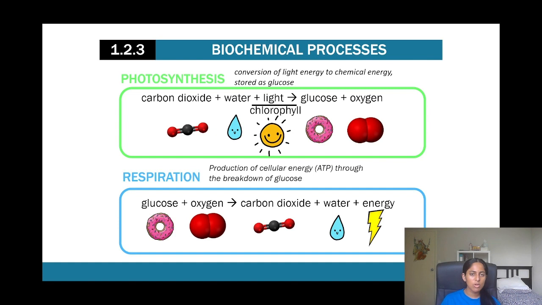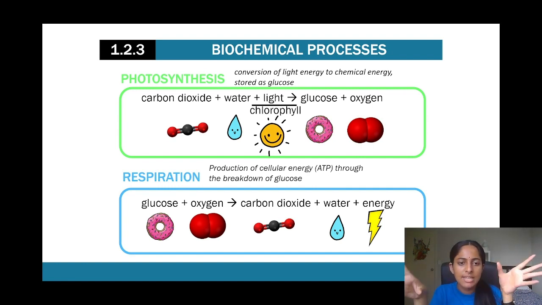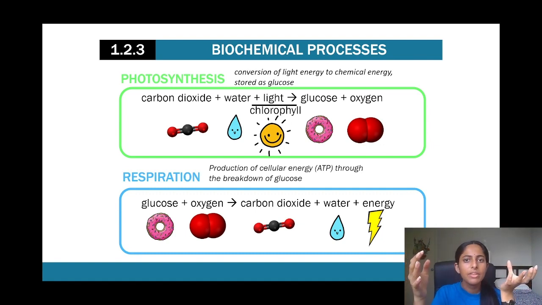There's also further biochemical processes that occur within your body. I guess the two main ones are photosynthesis as well as respiration. Photosynthesis and respiration are important because these pretty much help with producing energy for your cells. So photosynthesis happens in plant cells where carbon dioxide and water and light, in the presence of chlorophyll, get converted into glucose and oxygen.